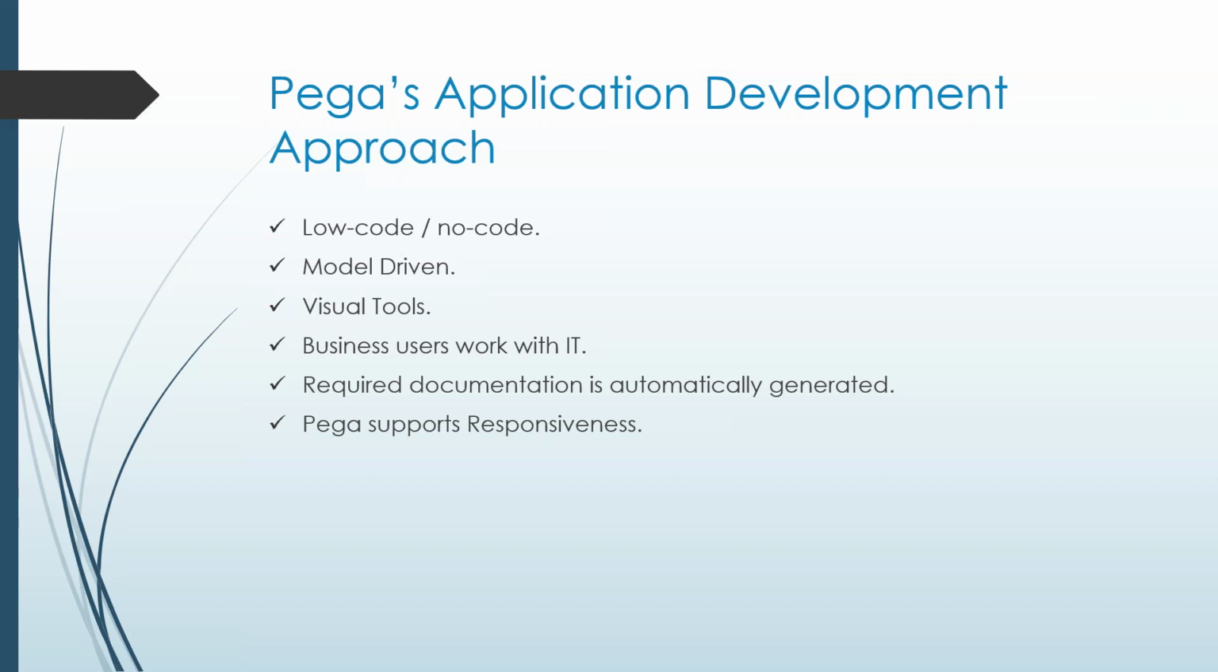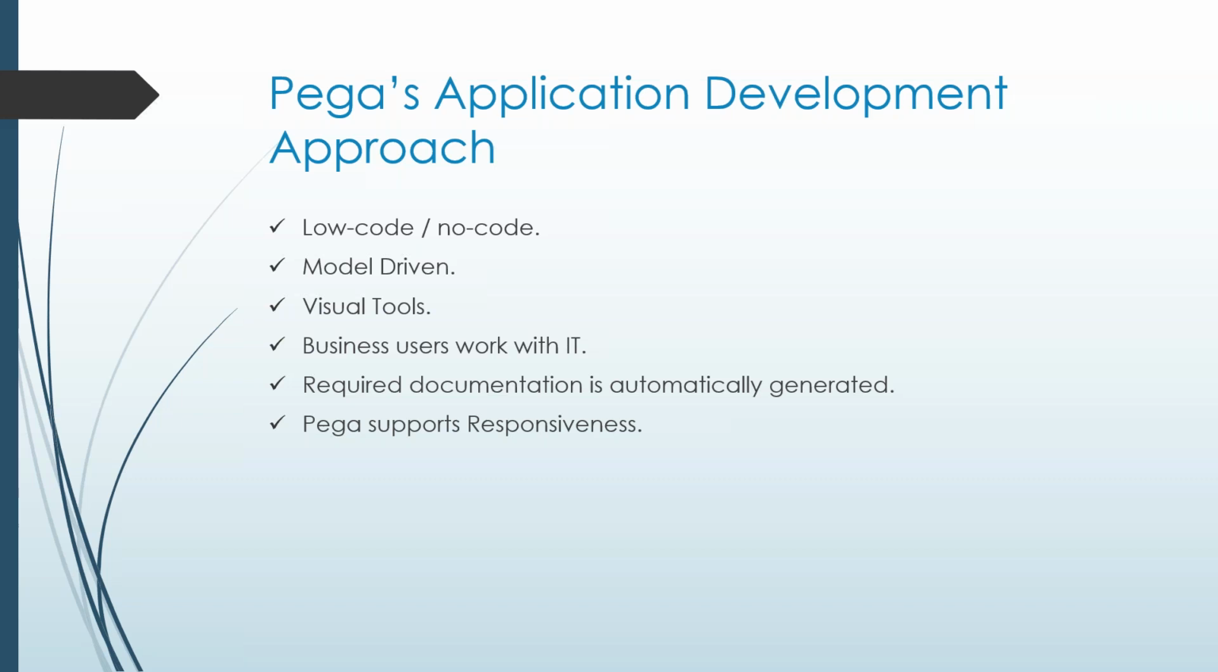Then the business users work with IT, where you have a close association between the development team and the business team. And all the documentation that is required is automatically generated. You do not need to sit and document the application. It's all automatically generated and is taken care of.